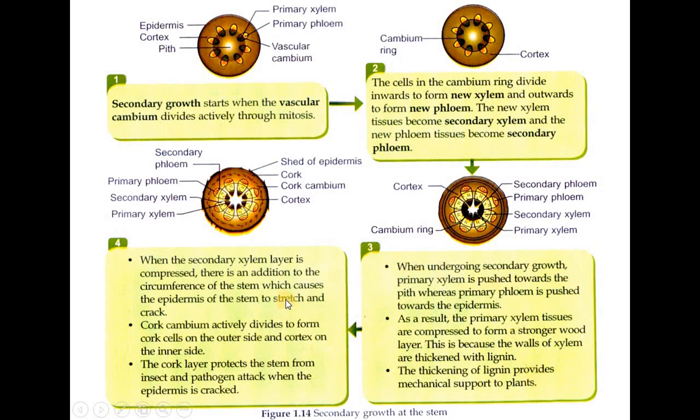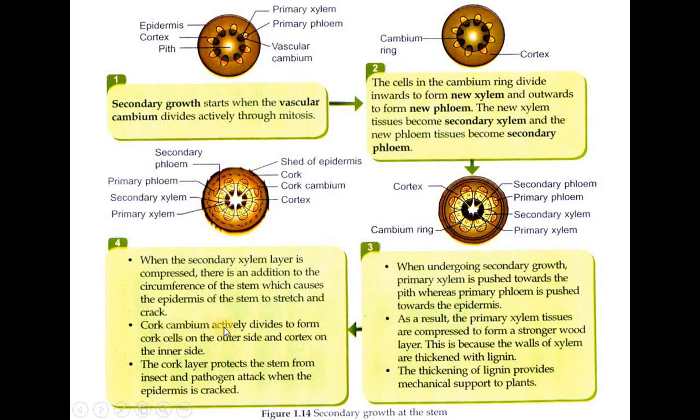Next, number 4. When the secondary xylem layer is compressed, there is an addition to the circumference of the stem. What is circumference? Circumference refers to the diameter of the stem, which causes the epidermis of the stem to stretch and crack. Here we can see the shedding of the epidermis occur.